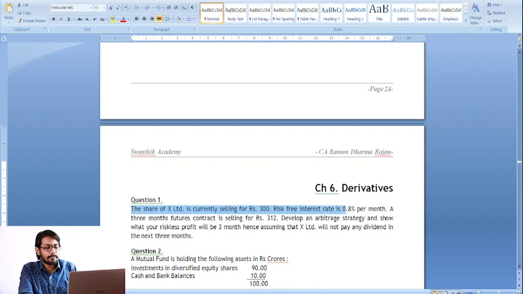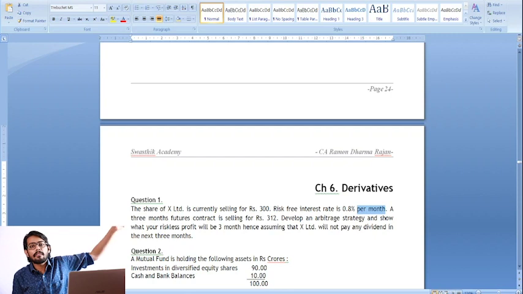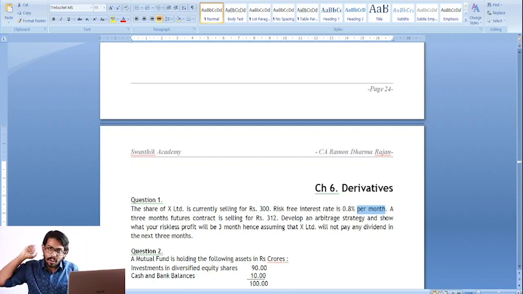The risk-free interest rate is 0.8% per month. It is 0.8% per month, which means it is compounded monthly. I want you to quickly revise it. If you don't know it, please pay attention to the answer. After this answer is completed, when I give you a break, you can go to bond valuation and check out that video where we have done MLP. We have had a long discussion on what is compounded monthly. It's not a big concept, it's a simple concept. I hope you know it.